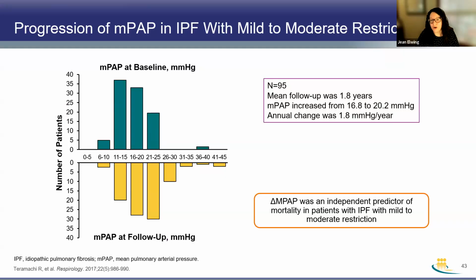And it does get worse over time. In a study of patients with IPF looking at nearly 100 patients, following for a mean of 1.8 years, mean pressures increased from 16.8 to 20.2 with an annual change of 1.8 millimeters of mercury per year. And that increase in pulmonary pressures was associated with worse outcomes.